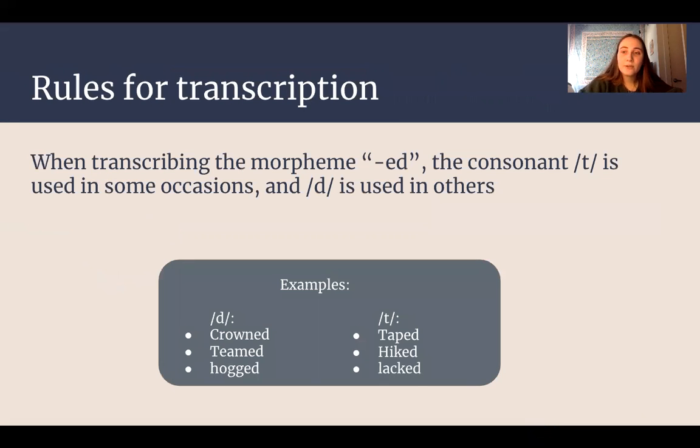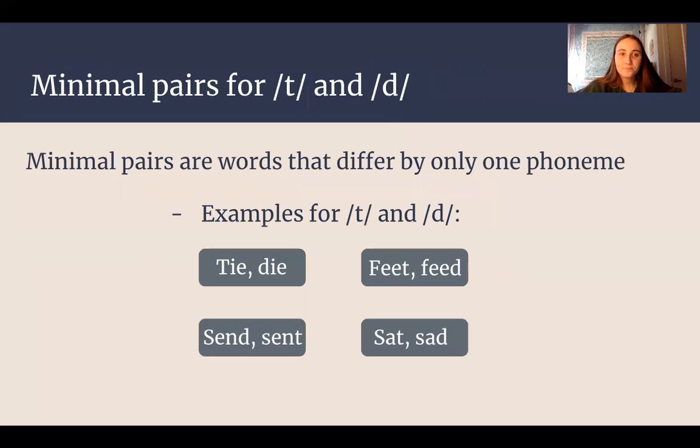So something to keep in mind when using T and D in transcription is that when transcribing the morpheme ed, the consonant T is used in some occasions and D is used in others. Some examples of when D is used is in the words crowned, teamed, and hogged. And the letter T is used when transcribing the words taped, hiked, and lacked. And you should be able to hear these differences when sounding out those words at the end. Instead of the crowned, you have taped, and that's more of a T sound than the crowned, which would be a D.